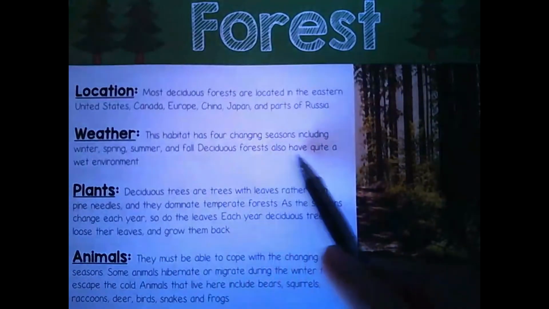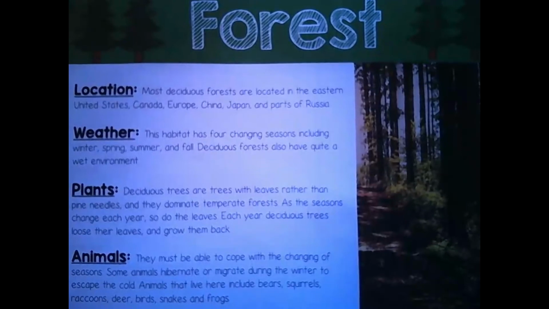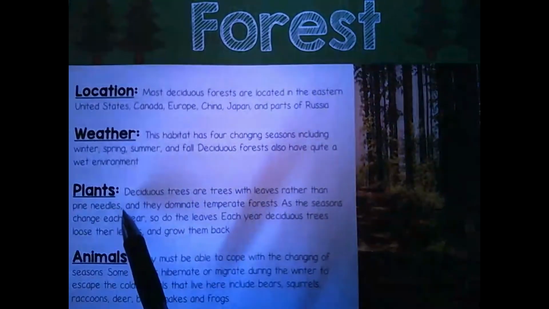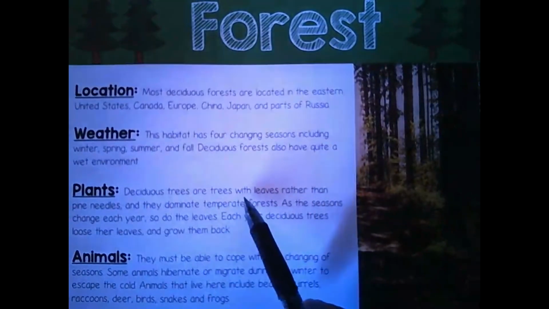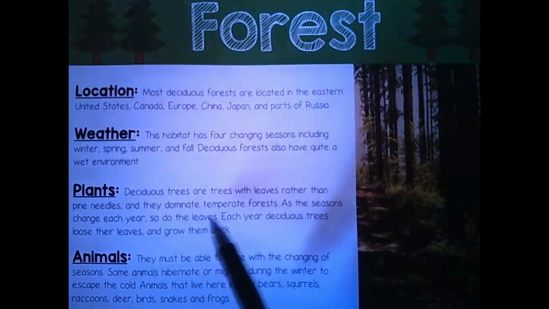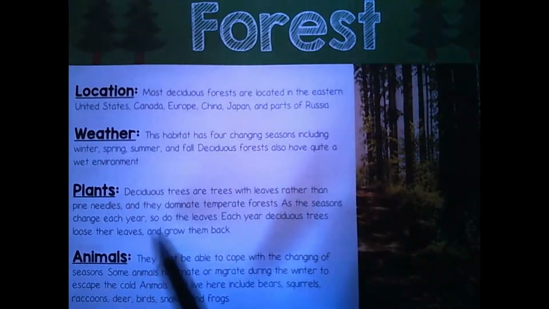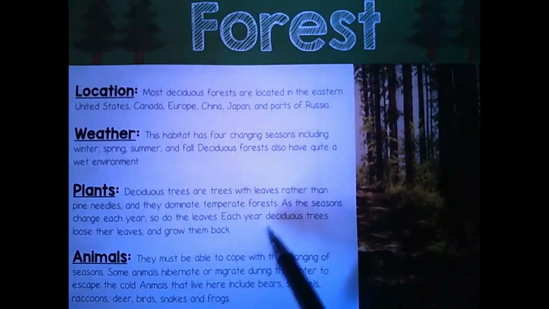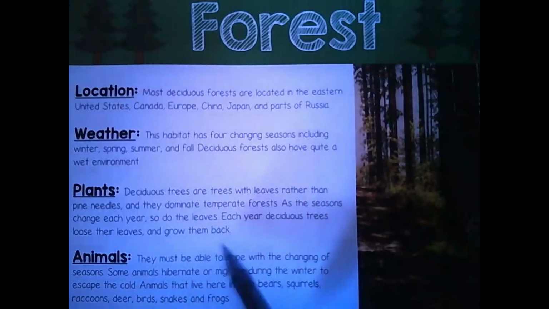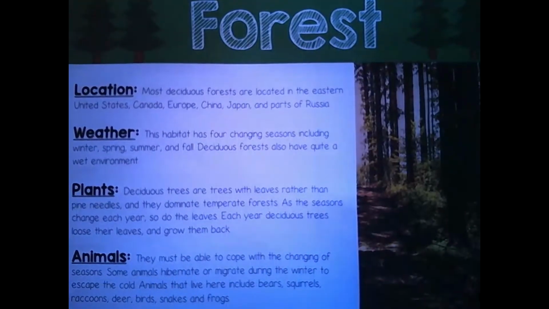Deciduous forests also have quite a wet environment. That means they trap more moisture. Plants. Deciduous trees are trees with leaves rather than pine needles, and they dominate temperate forests. As the seasons change each year, so do the leaves. Each year, deciduous trees lose their leaves and grow them back. See, that's a way better definition of deciduous than I gave you.